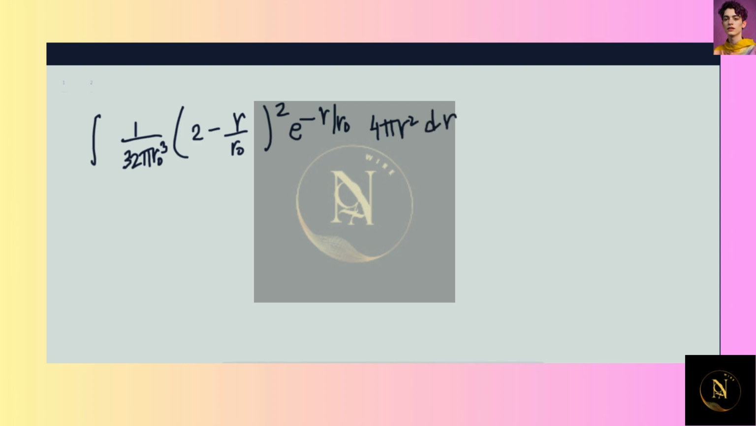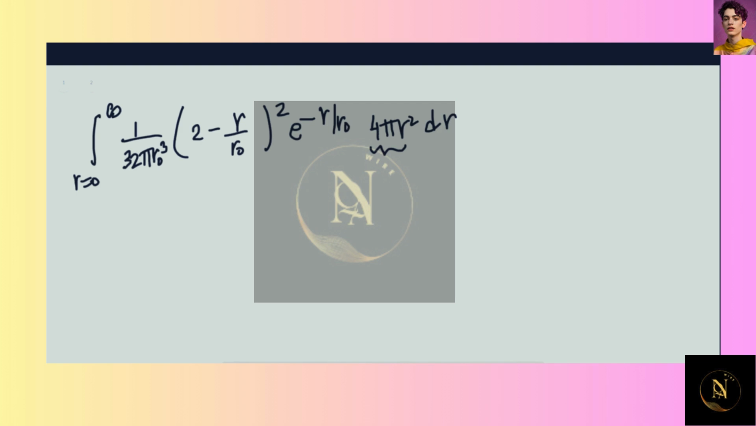So this 4 pi r squared comes because the wave function is spherically symmetric, so that means that the angular part integrates to 4 pi, and we have this 4 pi r squared, and then r goes from 0 to infinity for integration over all space.